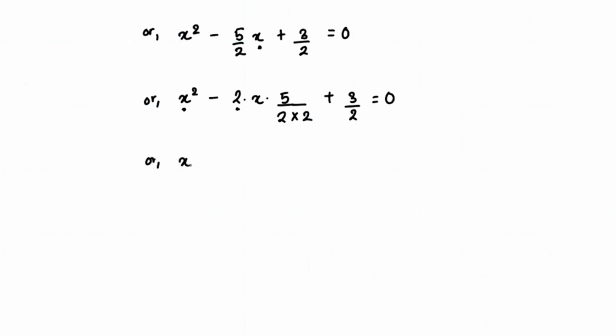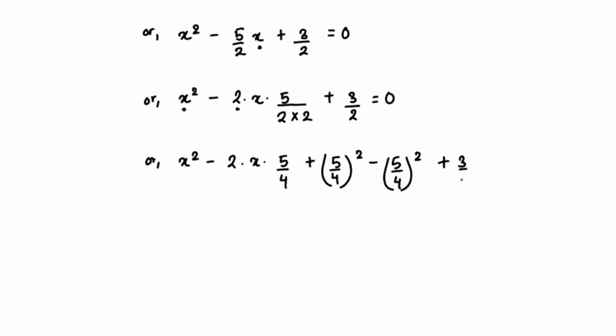Now we have x squared minus 2ab, where a is x and b is 5 divided by 2 times 2, which is 4. And we need to add plus b square, which is 5 by 4 whole square, and we need to add minus b square as well, 5 by 4 whole square. And then we have our 3 by 2 over here equals 0. Now this is in the form of a minus b whole square, right? So let's do that.